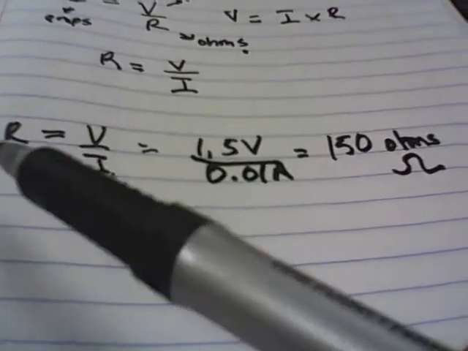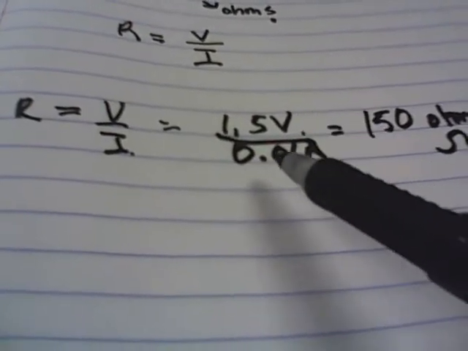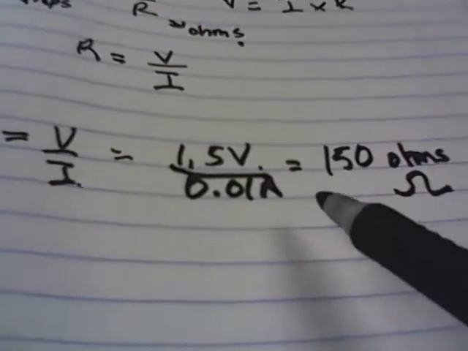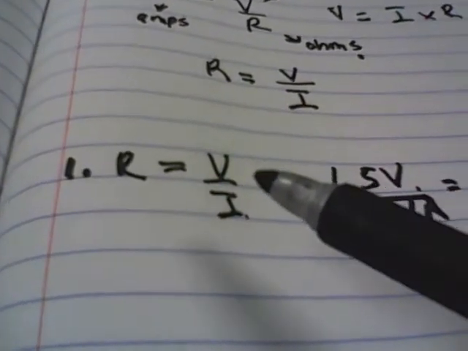So we figured out how to calculate resistance by using the equation R equals V divided by I. For number 1, the volts were 1.5. The amps was 0.01 amps. Once we did division, it came out to be 150. And we know it was in ohms because we were looking for resistance.